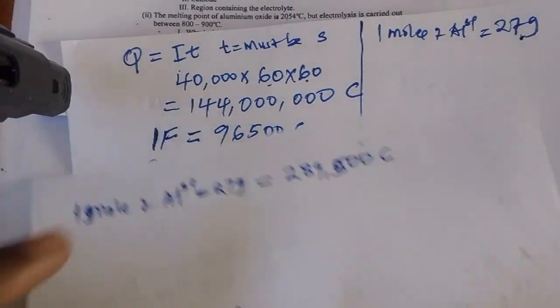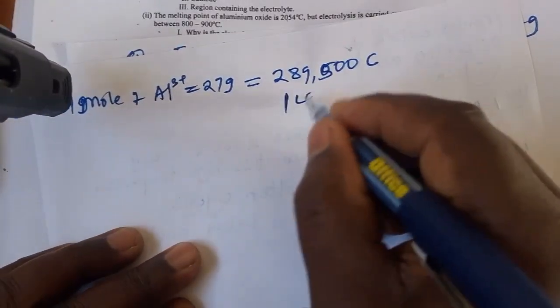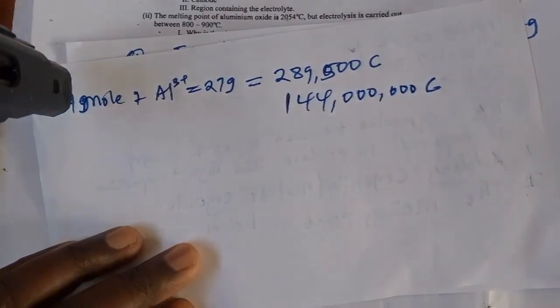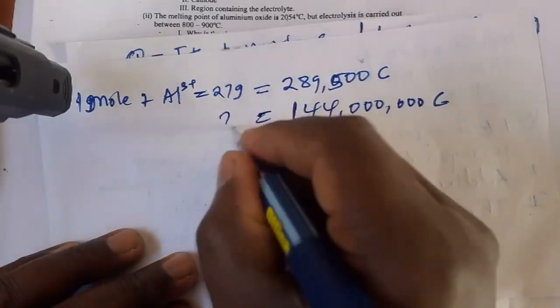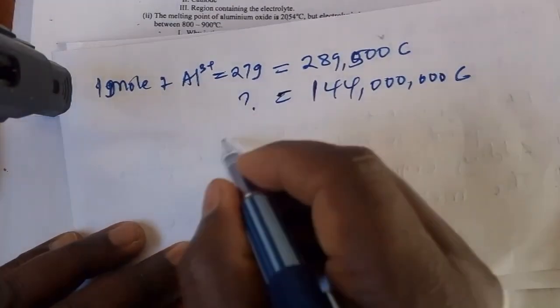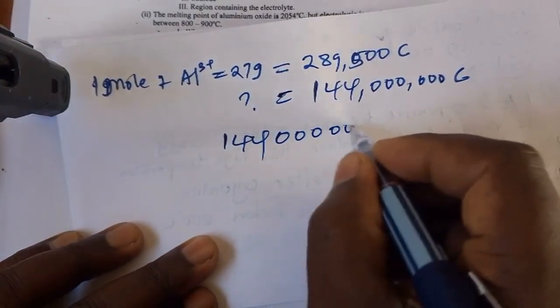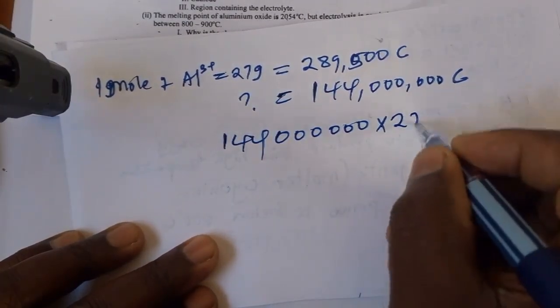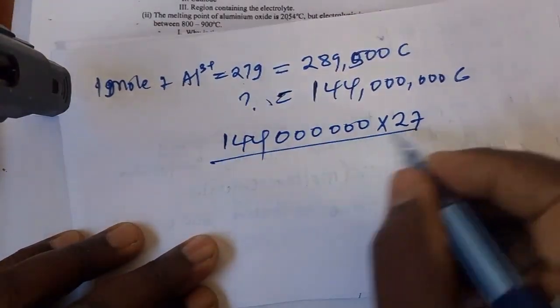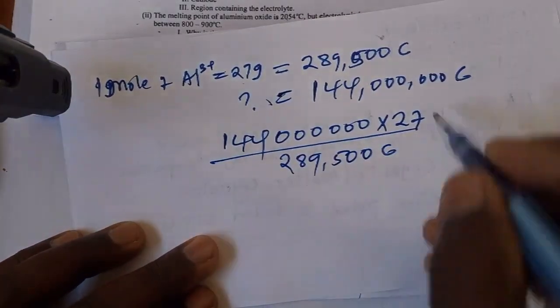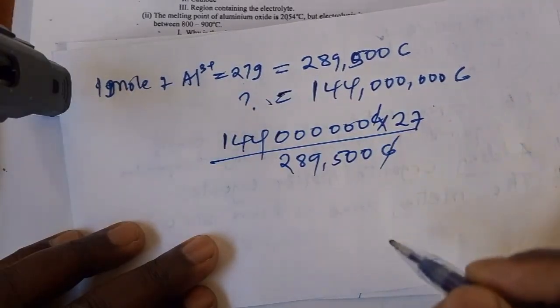how many grams? So 144 million coulombs will contain how many grams? Therefore, it is 144 million times 27. We are going this way, divided by 289,500 coulombs. This was coulombs, so coulombs and coulombs will cancel out.